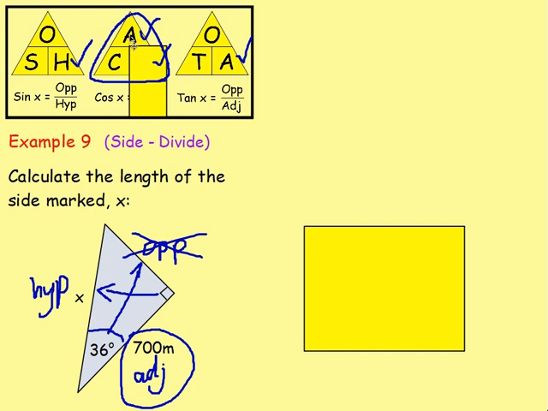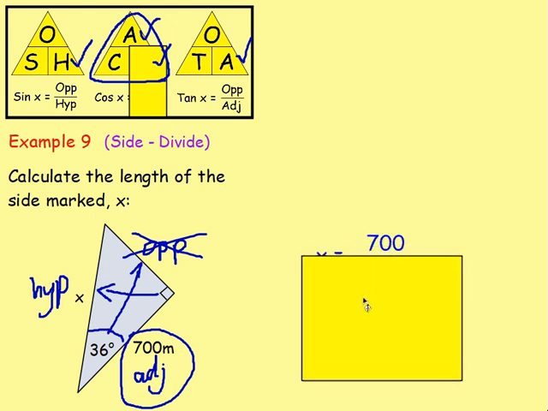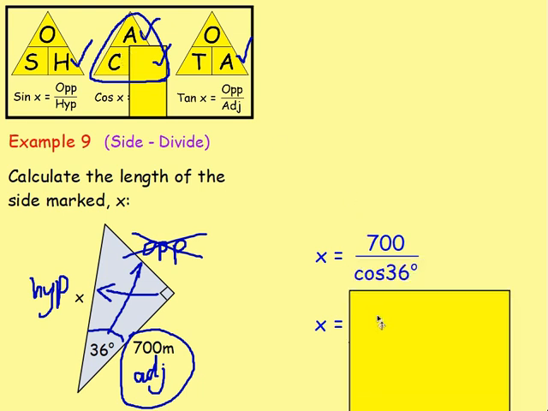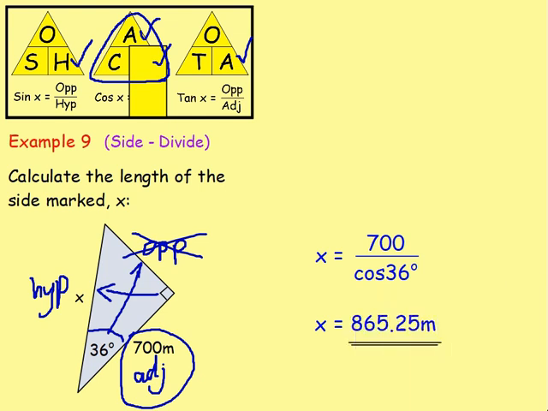So, because A is above C, it's going to be a fraction. So A is the adjacent, which is good, 700 meters. So we put that down. So we've got x equals the 700, and we're dividing that by C, which stands for cos. That's cos of the angle, so it's cos 36. Put that into the calculator, and you end up with 865.25 meters to a couple of decimal places. And again, just round your answer to 1 or 2 decimal places.